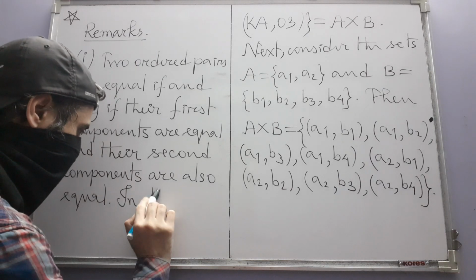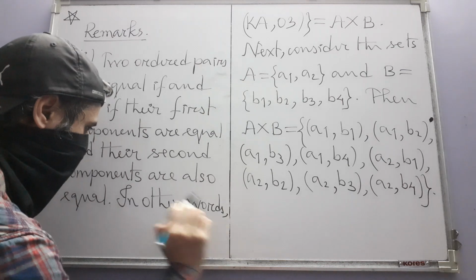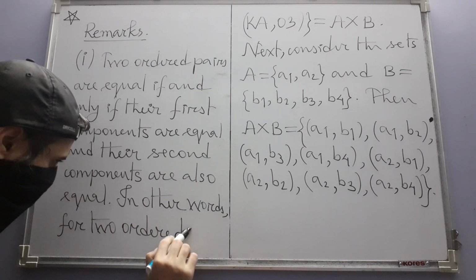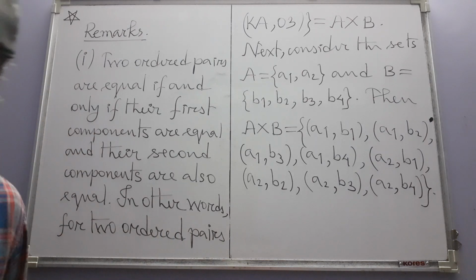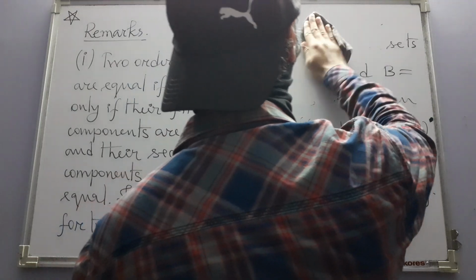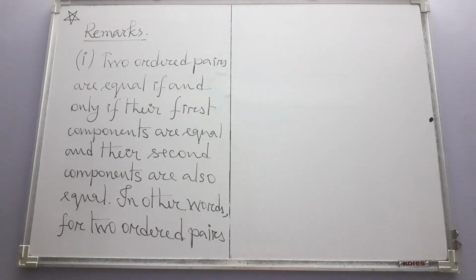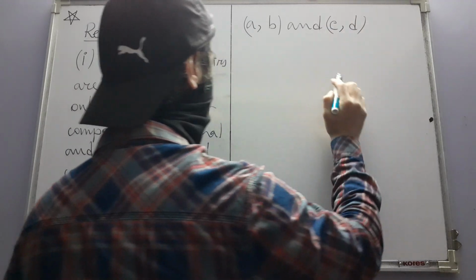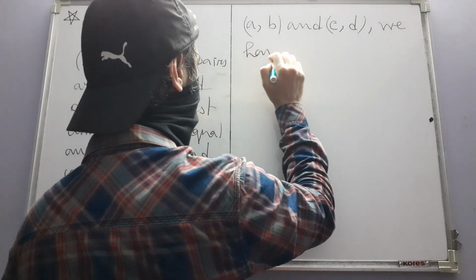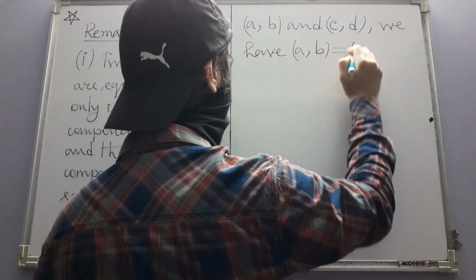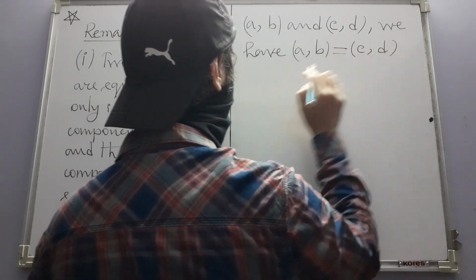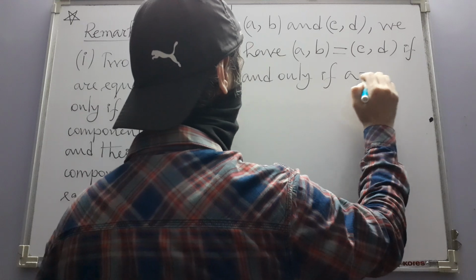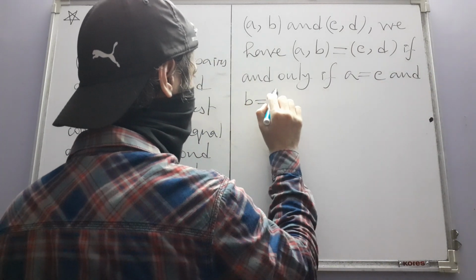In other words, for 2 ordered pairs, A comma B and C comma D, we have A comma B equal to C comma D if and only if A is equal to C and B is equal to D.